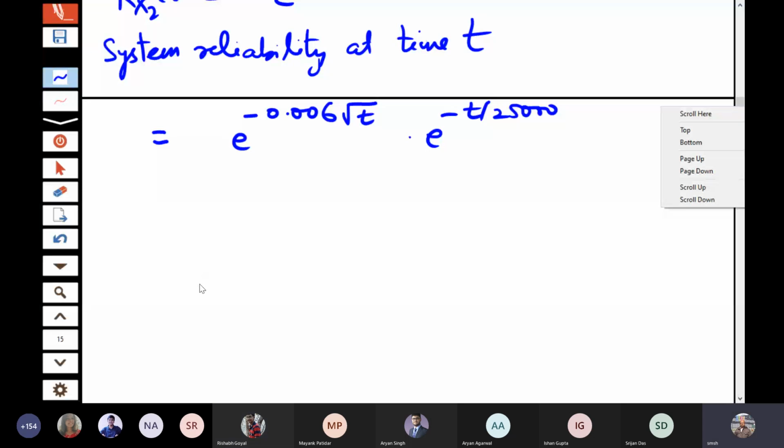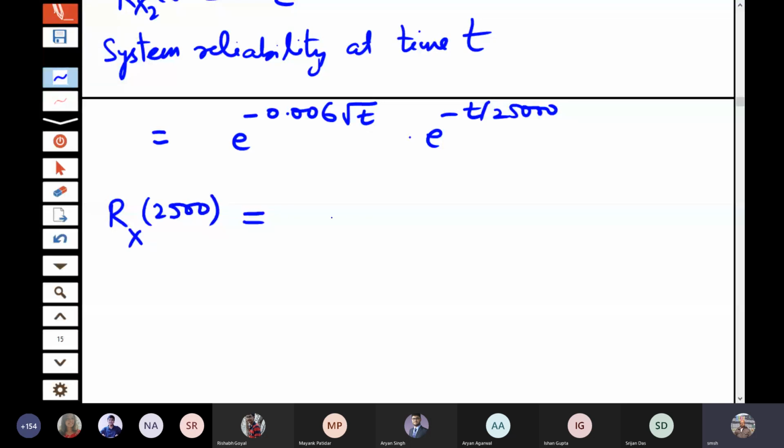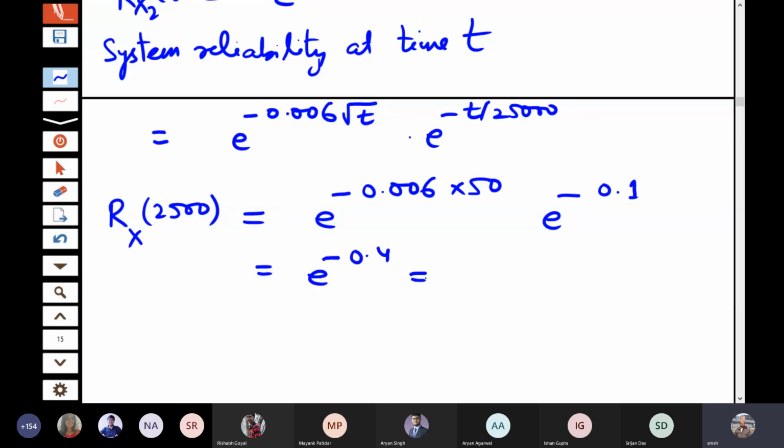So the first part that is asked is what is the reliability at 2500 hours. So R at 2500 becomes e to the power minus 0.006 square root t, that will give me 50, and e to the power minus 0.1. So that is equal to e to the power minus 0.4, that is approximately 0.67. So the system reliability at 2500 hours is 2/3.